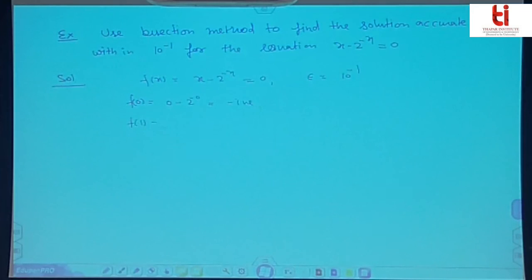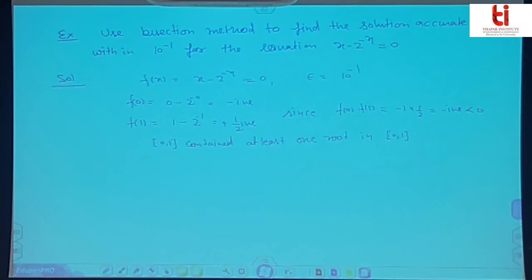We'll take f of 1. It is coming out to be 1 minus 2 raised to power minus 1. This is 1 by 2, a positive value. So in this example, we got the starting interval 0 and 1 in which the root is lying, since f of 0 times f of 1 is minus 1 into plus 1 by 2, which is negative, less than 0. So 0, 1 contains at least one root inside the interval 0 to 1.